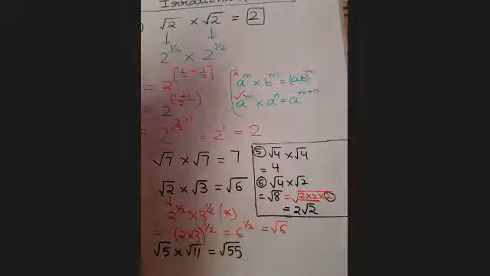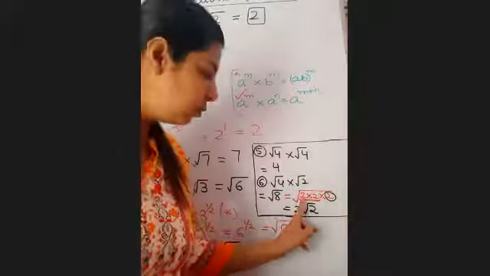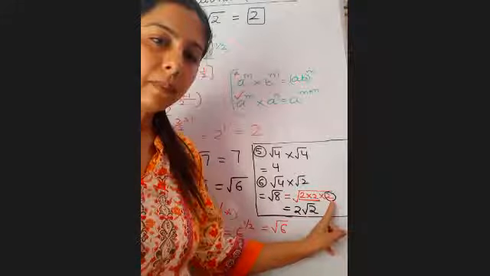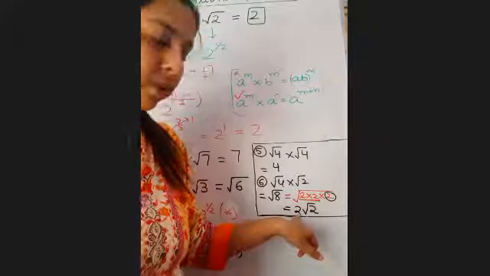I am explaining again, beta. Root 8 can be written as 2 into 2 into 2. 2 into 2 makes a pair. So from that pair, this 2 is taken out. And whatever is left out, that remains in the root.